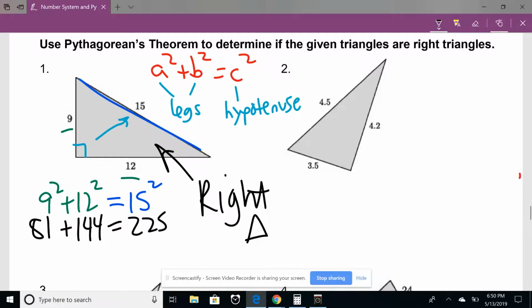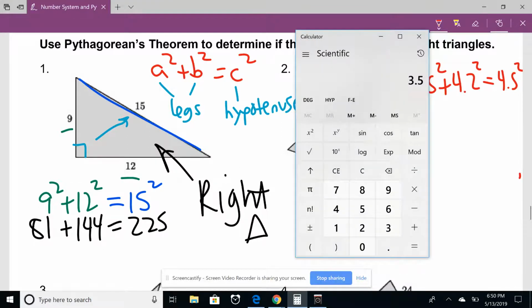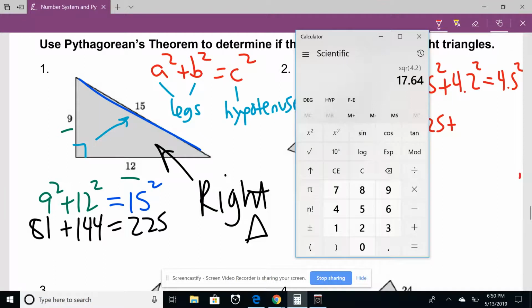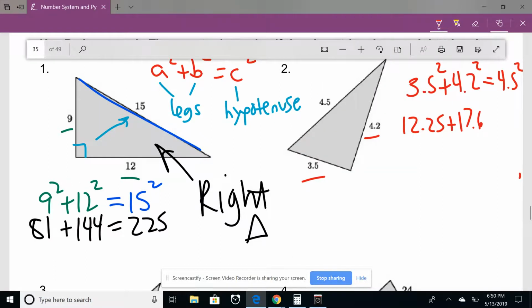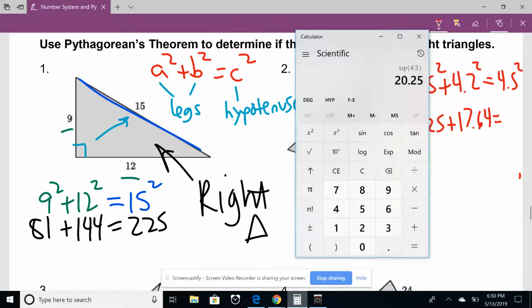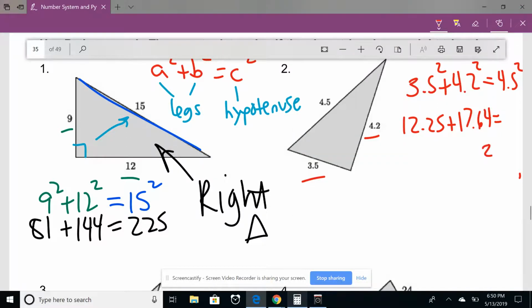Let's try the other one. Again, the two smallest sides are 3.5 and 4.2. So 3.5 squared plus 4.2 squared. We're going to see if that equals 4.5 squared. 3.5 squared is 12.25. 4.2 squared is 17.64. Does that equal 4.5 squared? 20.25.